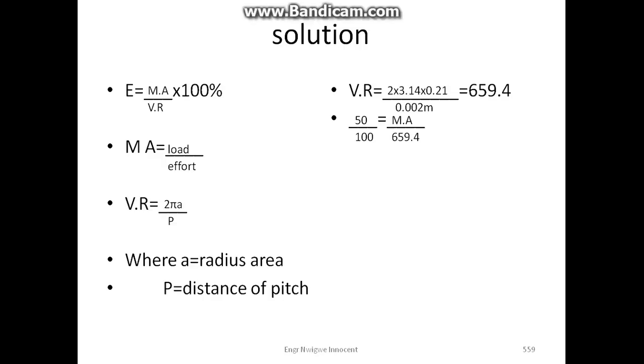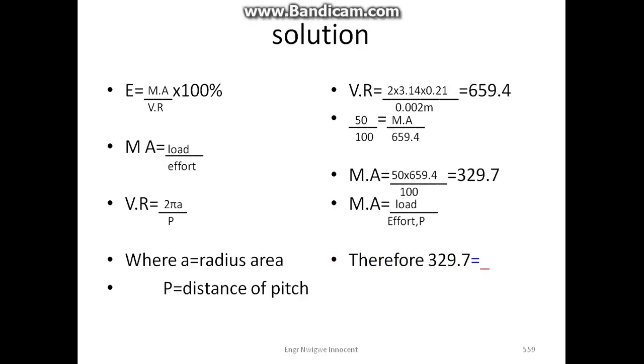ratio, which is 659.4. Making mechanical advantage the subject of the formula, we have 50, which is the efficiency, times velocity ratio, which is 659.4, all over the percent, which is 100, which will give us our mechanical advantage to be 329.7. But mechanical advantage is still equal to load over effort, P.